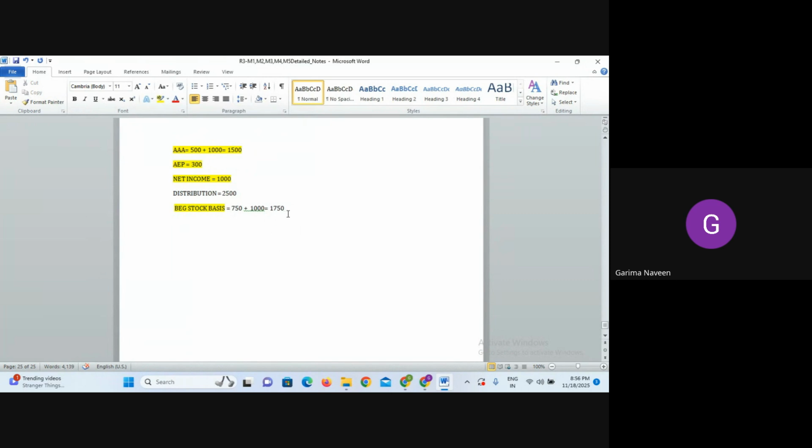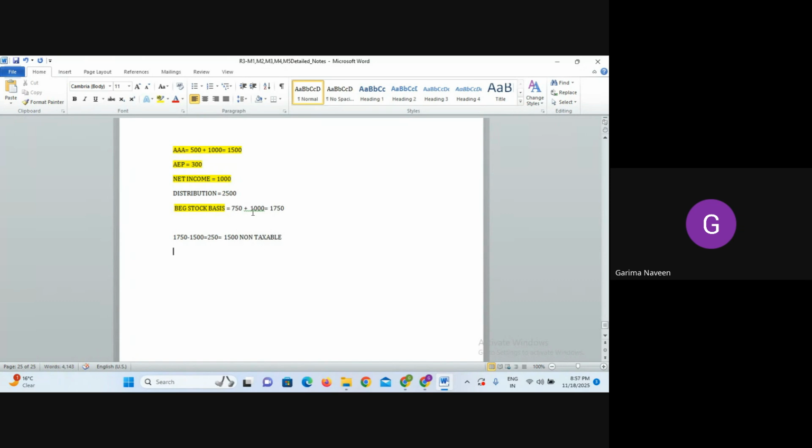Now let's take the distribution. The distribution is 2,500. As I told you, this distribution first comes from your AAA account. So $1,500 of the distribution goes from your AAA account. This distribution will reduce your stock basis and will be considered as non-taxable income. So your stock basis will be reduced by $1,500, and this $1,500 is your non-taxable income.